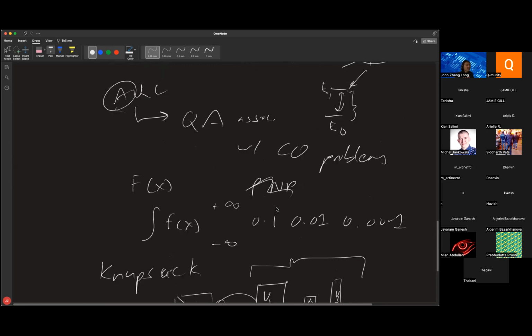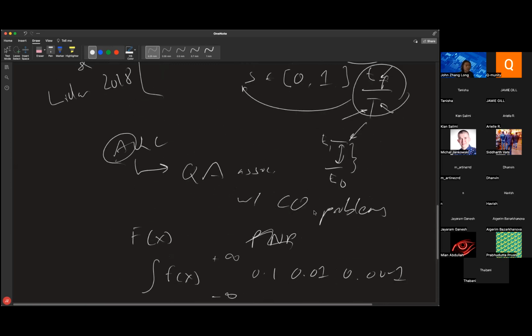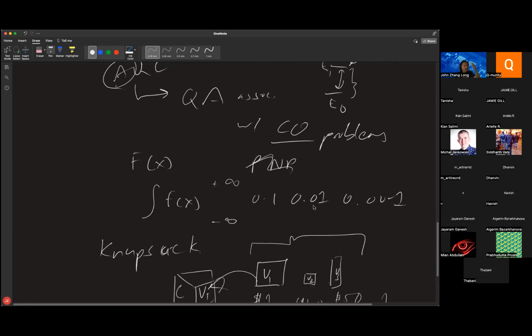So quantum annealing is really targeted towards these CO problems where you have some discrete number of possible inputs. They're countable. It's not like a standard function where it's like 0.01 and then 0.001, like there's an infinite number of things you can plug in.